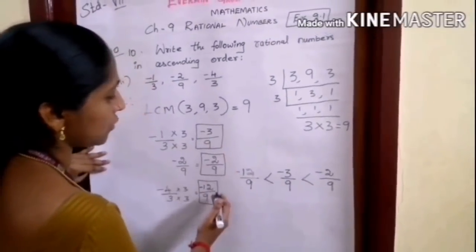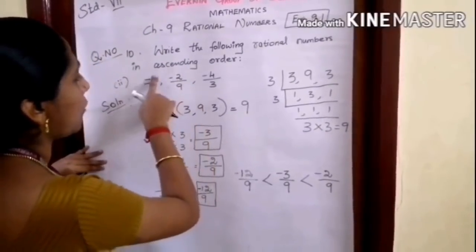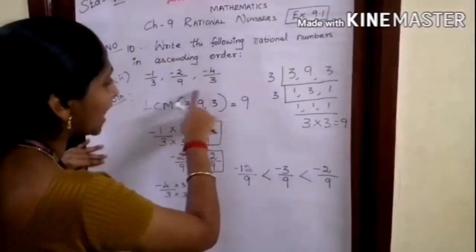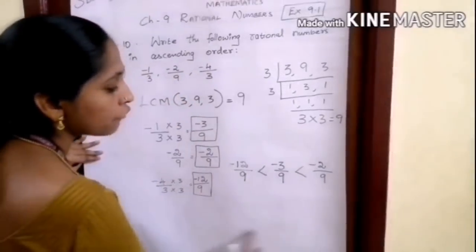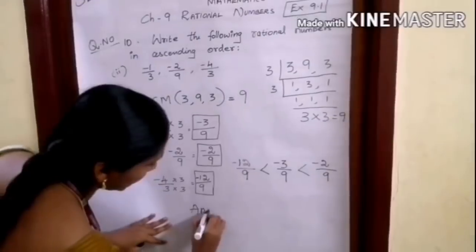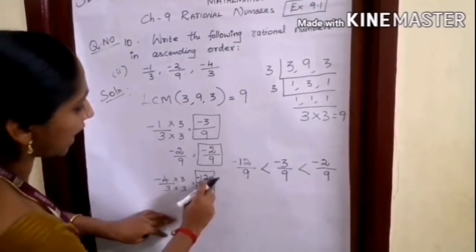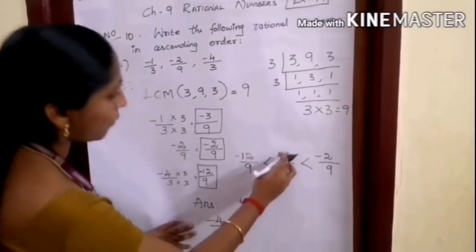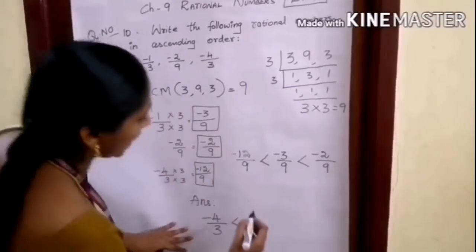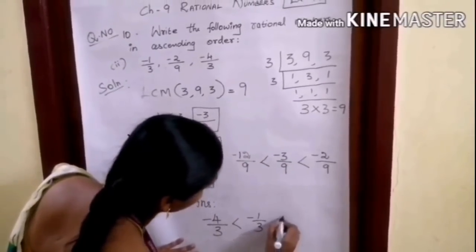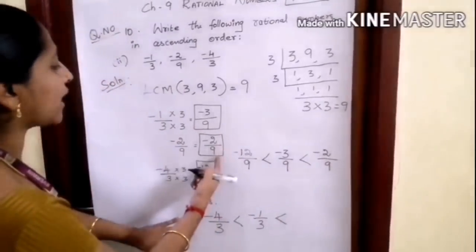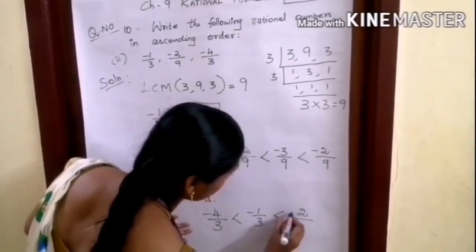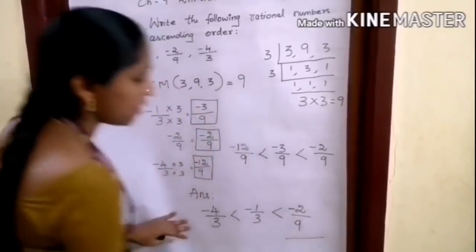But this is not the answer. This is an equivalent rational number only. What is given in the question? Minus 1 by 3, minus 2 by 9, minus 4 by 3. So we have to arrange these in ascending order in our final answer. Therefore, our final answer is: minus 12 by 9 is minus 4 by 3. Minus 3 by 9 is equivalent to minus 1 by 3, which is less than minus 2 by 9. This is the answer.